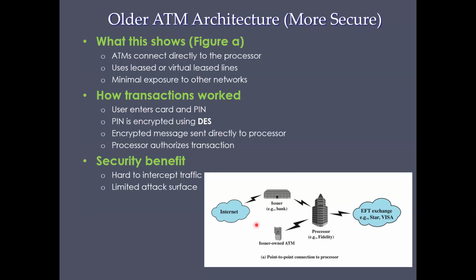So how the transaction works is that you enter your card, you put in a PIN, and that PIN is encrypted using DES, which we know is no longer to be used. The encrypted message is sent to the processor, and the processor authorizes the transaction. The benefit is that it's hard to intercept the traffic. We cannot have man-in-the-middle attacks or replay attacks here, so it's a limited attack surface.